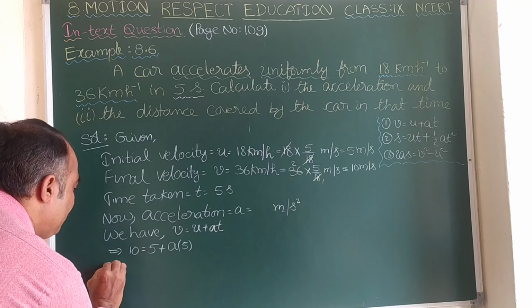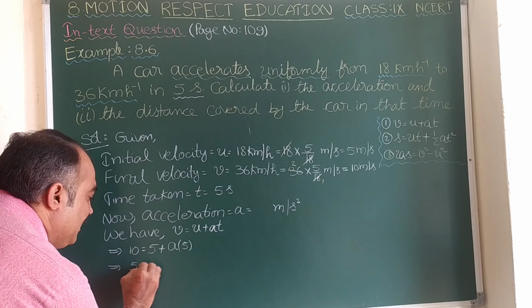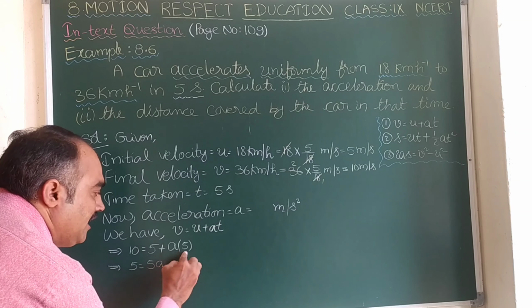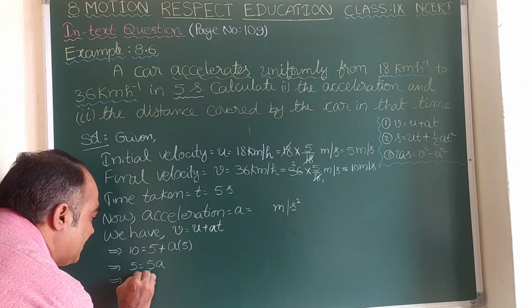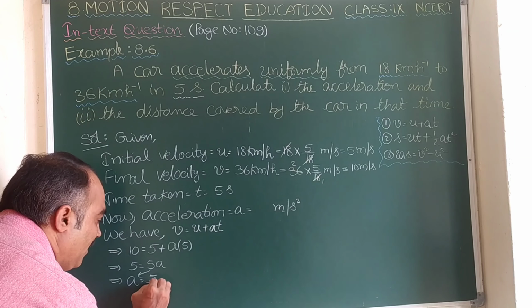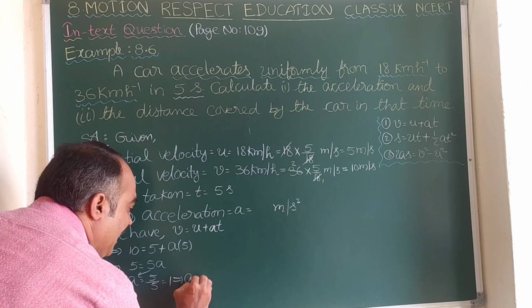Now on simplification, let us send 5 to this side. 10 minus 5 is 5, which is equal to 5a. 5 into a is 5a. As we are asked to find a, let us send 5 here. 5 by 5 means 1. So here we get a as 1.